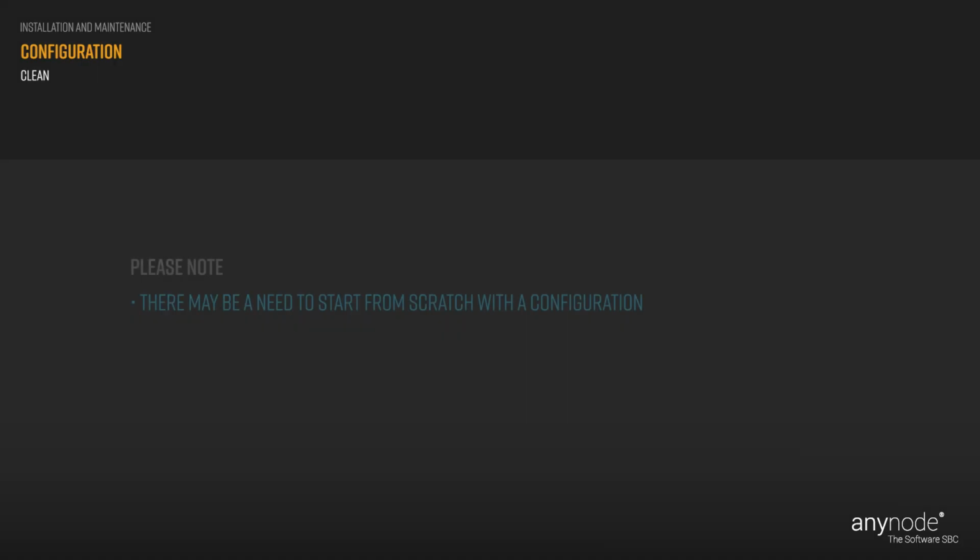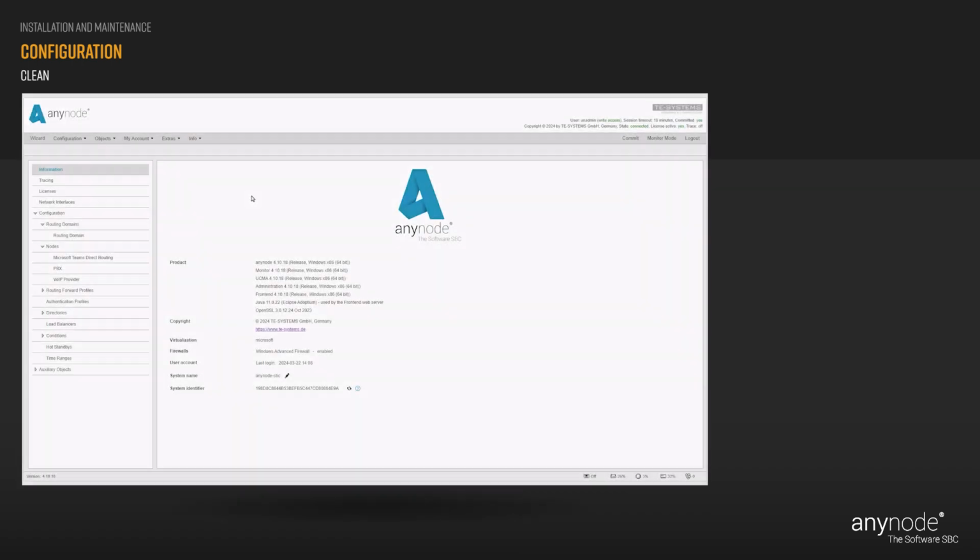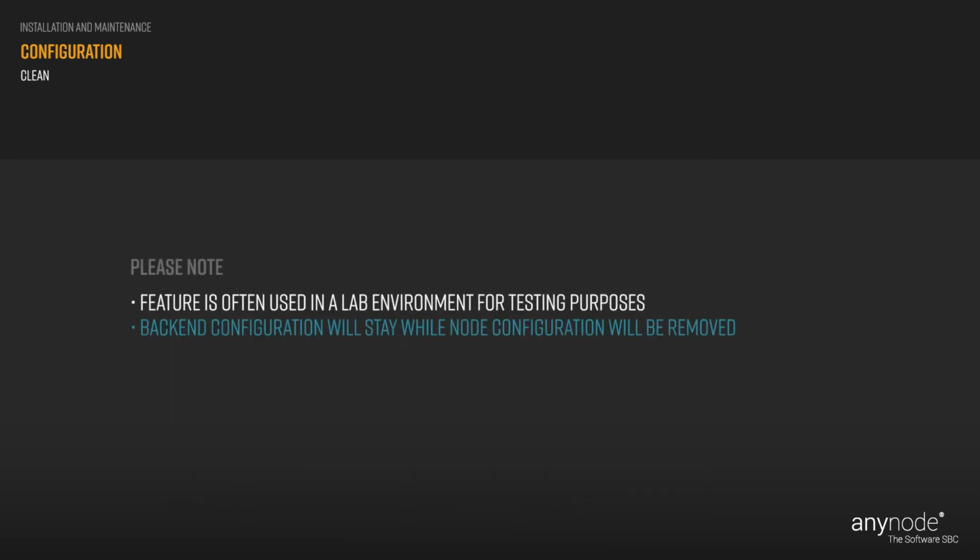Clean. Occasionally, there may be a need to start from scratch with a configuration in the anynode frontend. To avoid manually removing each node, you can use the clean function to remove all entries under configuration in the left menu tree. This feature is often used in a lab environment for testing purposes. The backend configuration will stay in place while the node configuration will be removed.